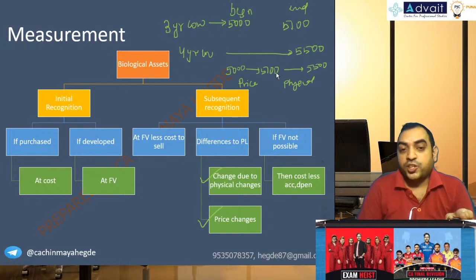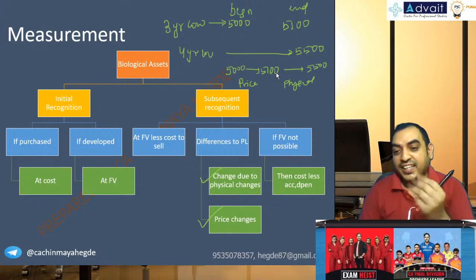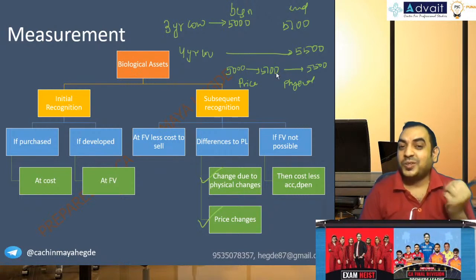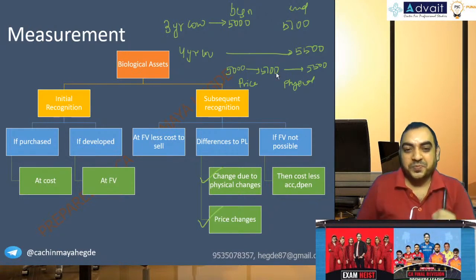Agricultural activity is not under human control, so we can't really compute the cost of it. Like the example I gave you, cows. How do you calculate the cost of those two cows? Not possible to calculate. So we go for the fair value approach.